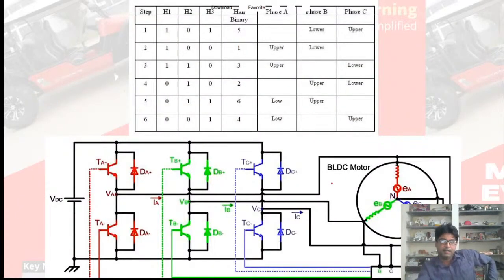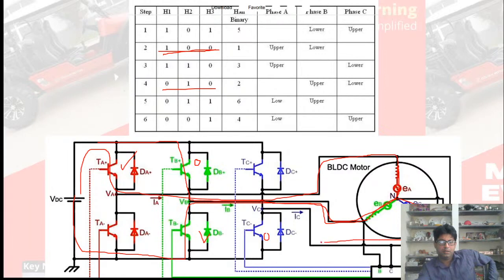Now let us understand the current flow. If the Hall sensor output is coming as 100, then phase A upper, that means this switch, and phase B lower, this switch will be on. Now how will current be flowing? This and this. Got it? Now we take one more sequence, say 010. So this is B phase upper, that means this one, and C phase lower, this one. Then how will current be flowing? This, then it goes to B, then C it is coming, and then this.